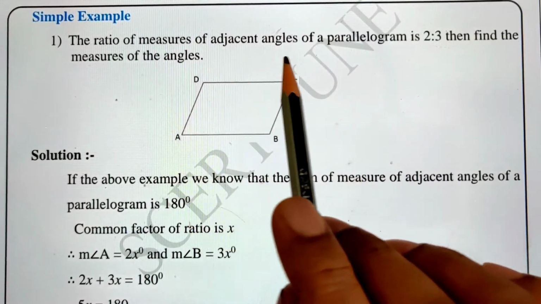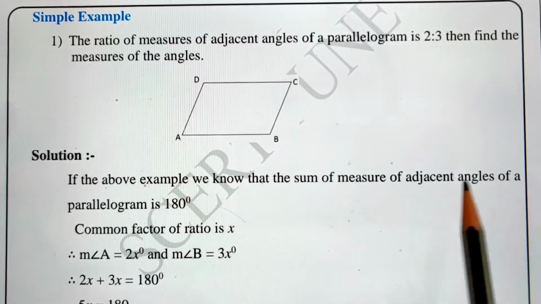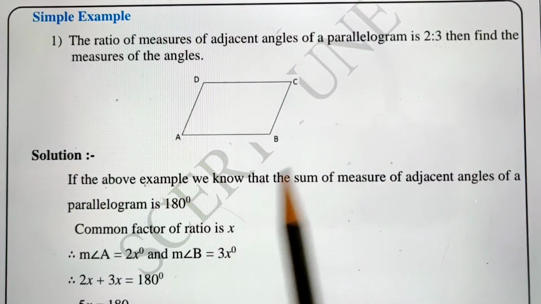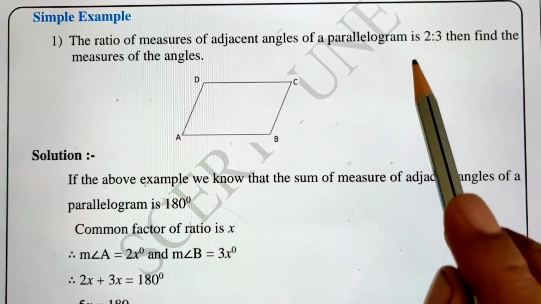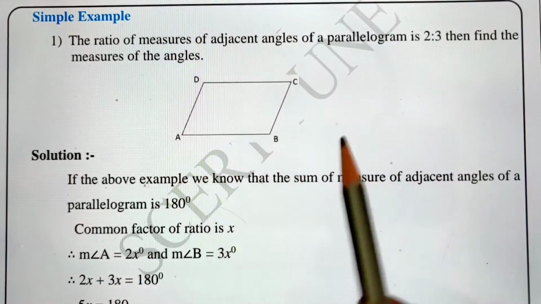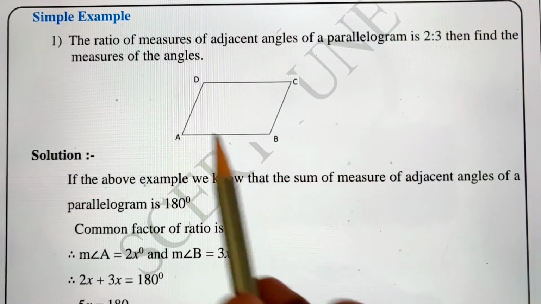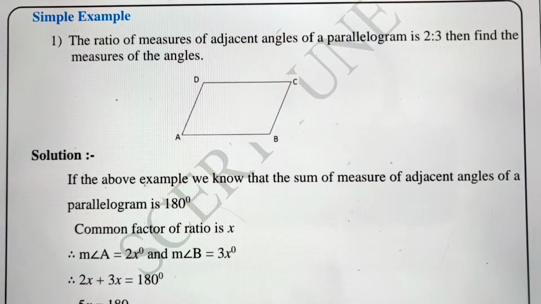So the ratio of measures of adjacent angles of a parallelogram is 2:3. So let the common factor be x, and therefore the measures of angles are 2x, a is 2x and b is 3x, so a and b are the adjacent angles. अगर ये नहीं लेते तो भी आप लोग कोई भी नाम दे सकते हो.